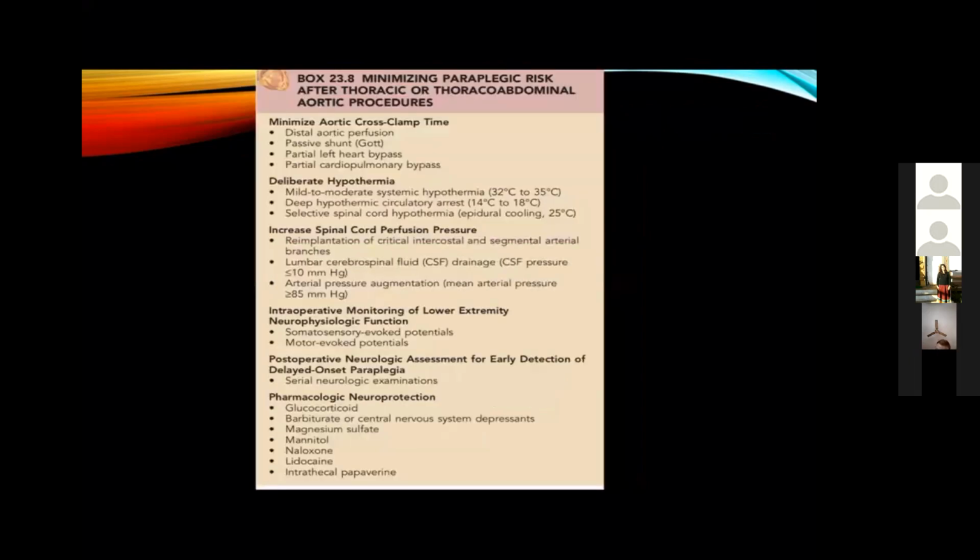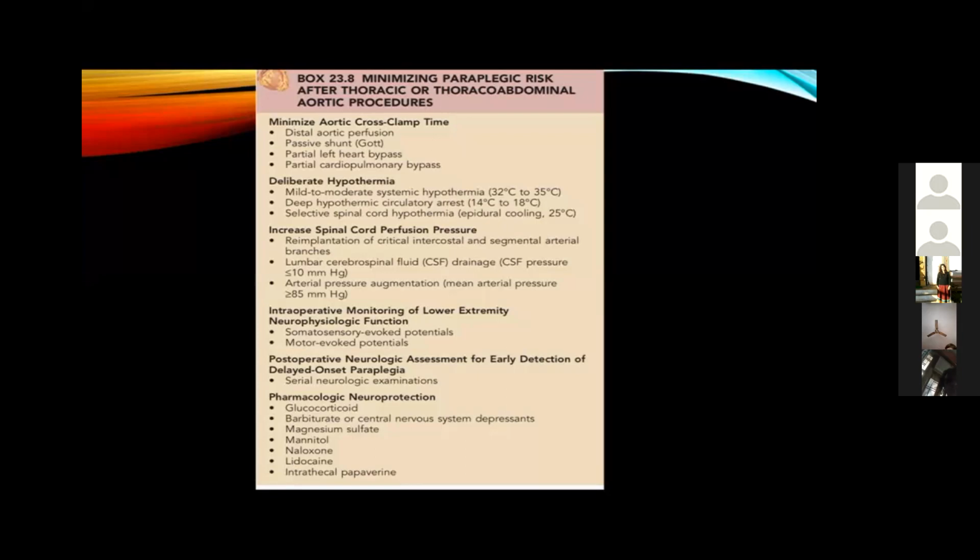Now, to minimize this paraplegic risk after thoracic or thoracoabdominal aortic repair, minimizing the aortic cross-clamp time is very important. Distal aortic perfusion should be maintained. A passive shunt, like a Gott shunt, should be placed, or partial left heart bypass or partial cardiopulmonary bypass. The main motto is we have to maintain the distal perfusion. Or deliver hypothermia, I'm not going into detail. There are three categories: mild to moderate hypothermia, systemic hypothermia, deep hypothermia, or selective spinal cord hypothermia.